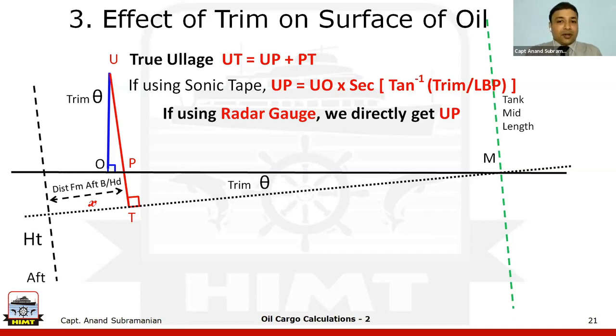It's very, very important, because in the heat of the moment in the examination, since we have a simple formula, we keep on following the same thing. So in case we use a radar gauge, we directly get UP, and this PT is trim by LBP into length by 2 minus X, in a bracket. If using a radar gauge, the only correction to be applied is the small PT correction.